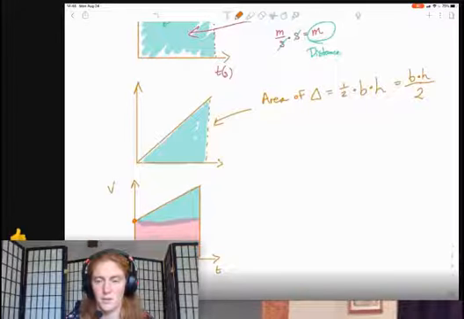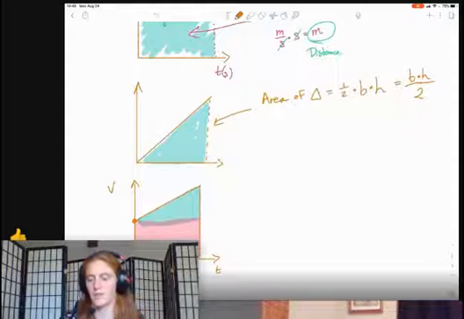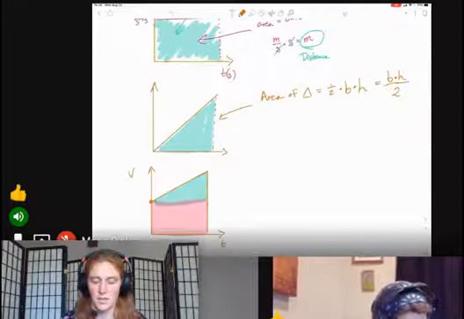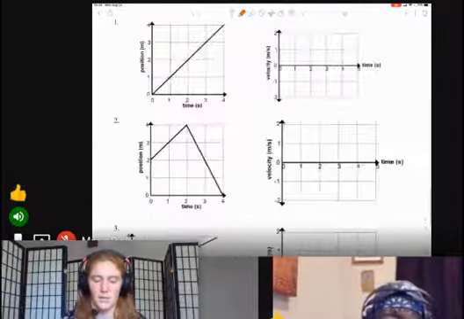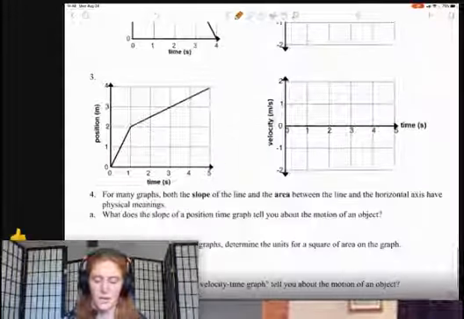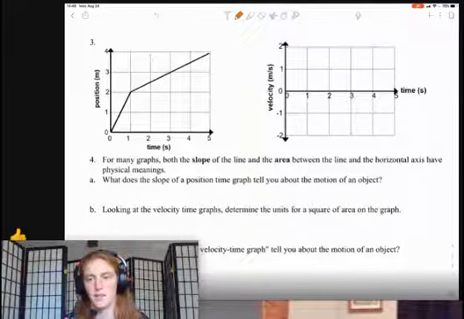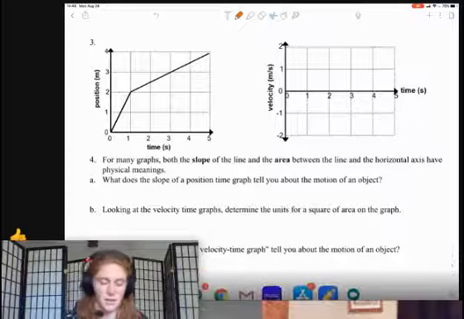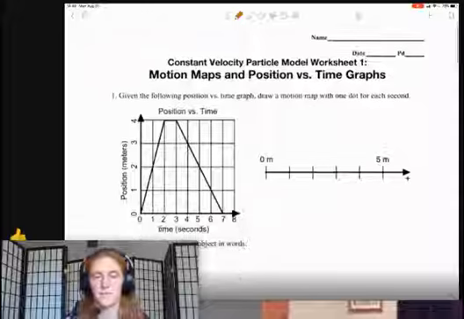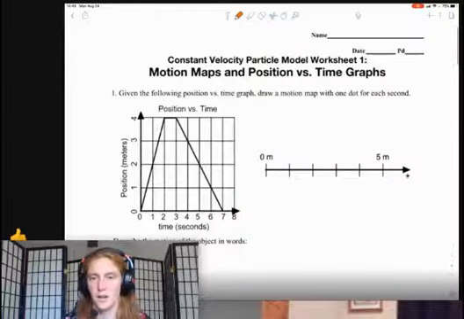All right, any questions? Okay, so I'm going to explain to you what is expected in terms of your distance learning, and then we'll go from there. So for distance learning, there are 4 problems down here: 1, 2, 3, and 4. You are going to do these 4 problems. And then in your Google Classroom, there is a second worksheet that looks like this, and you're going to do this one as well.